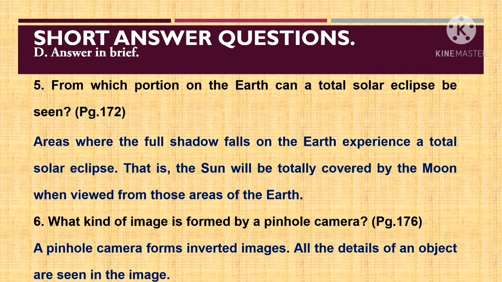Question 5. From which portion on the earth can a total solar eclipse be seen? Answer is in page number 172. Under heading Solar Eclipse, third and fourth point. Areas where the full shadow falls on the earth experience a total solar eclipse. That is, the sun will be totally covered by the moon when viewed from those areas of the earth.